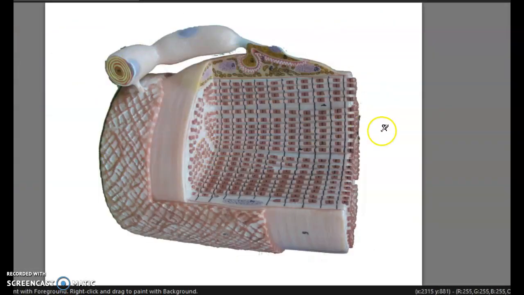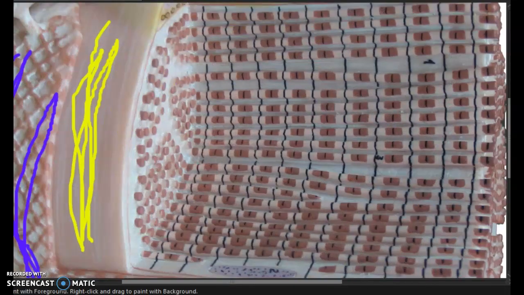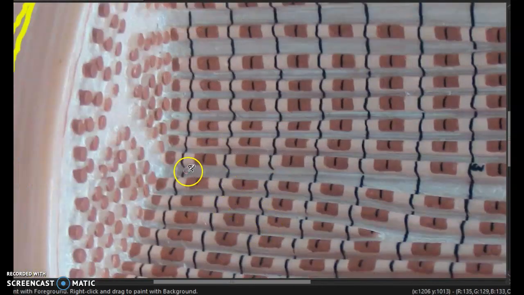So this is a single muscle fiber and a motor neuron. This right here is the sarcolemma. That is the cell membrane. Then over here, we have the endomysium that's surrounding it. Now, if we zoom in, we can see the myofibrils.